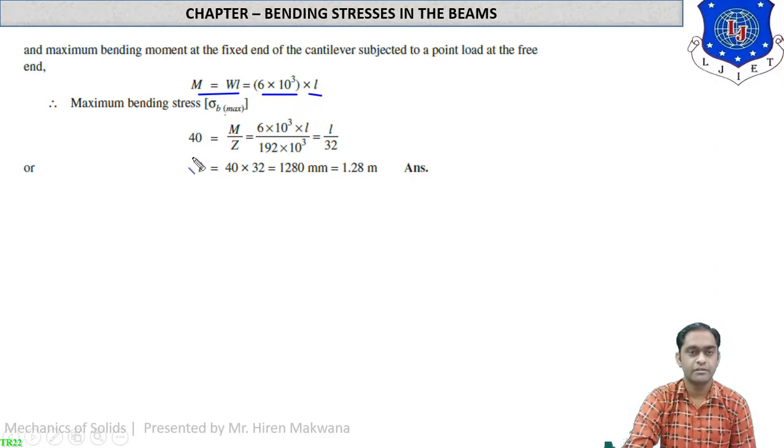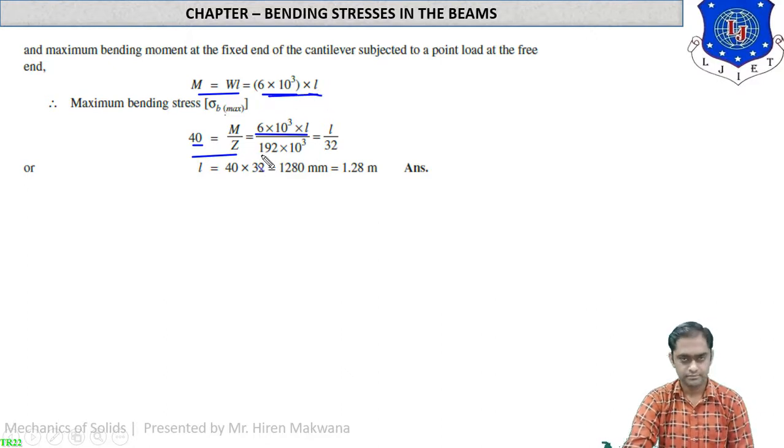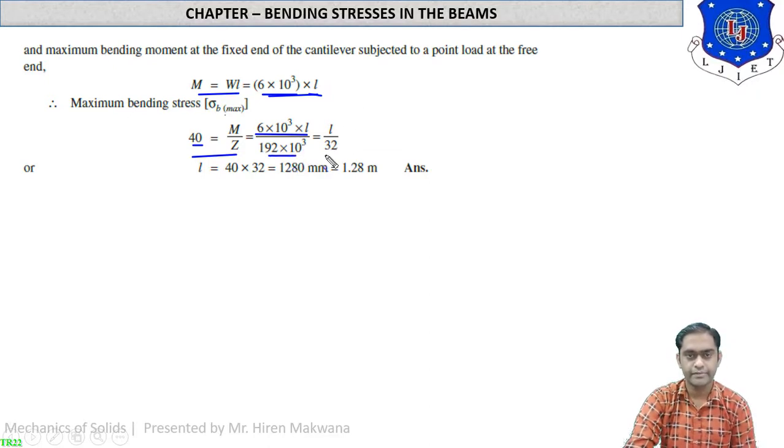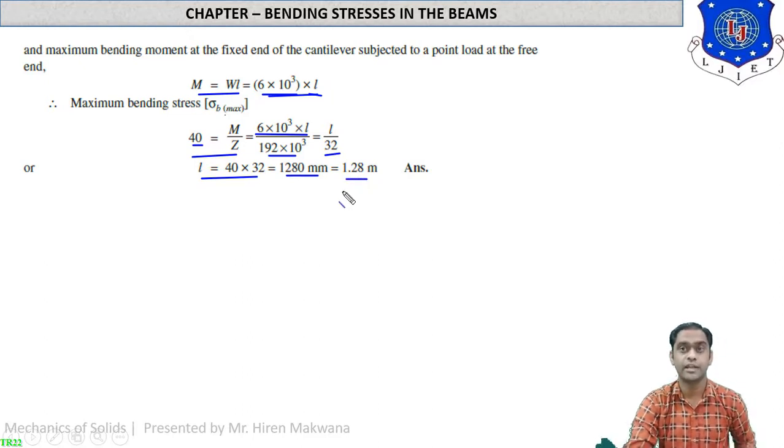Now as per our bending or flexure equation, sigma equal to M by Z. So sigma is already available, 40 equals M by Z. M means 6 into 10 raised to 3 into L, which is calculated over here, divided by Z is 192 into 10 raised to 3, we have calculated earlier. So final answer or simplification will give you L by 32. By cross multiplication, L is equal to 40 into 32, which is equal to 1280 mm. So 1.28 meter. So this is the length of the cantilever beam, which is 1.28 meter.